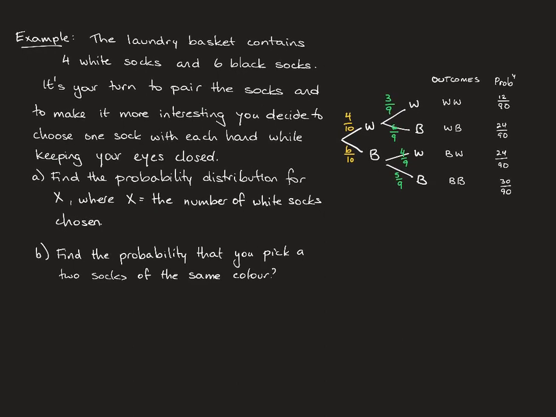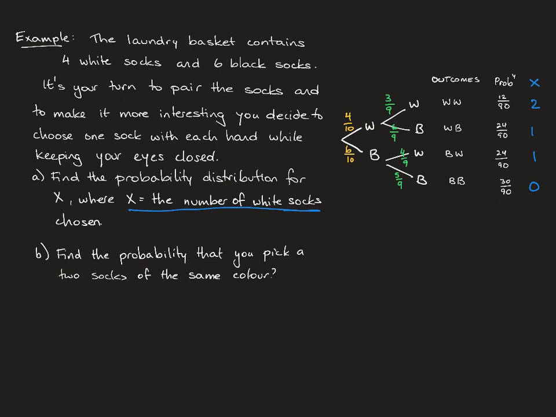So now what we need to do is turn it into a probability distribution where x is the number of white socks chosen. So what we're going to do is classify each of the outcomes as how many white socks there are. So in the first outcome there are 2 white socks. In the second outcome there is 1. In the third outcome there is 1, and in the fourth outcome there is 0.